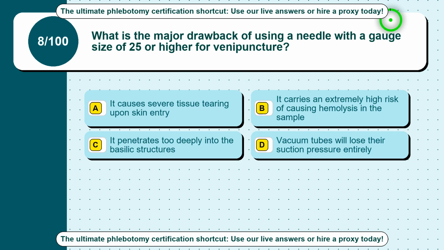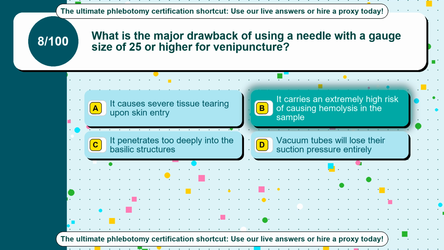Question 8. What is the major drawback of using a needle with a gauge size of 25 or higher for venipuncture? Option A, it causes severe tissue tearing upon skin entry. Option B, it carries an extremely high risk of causing hemolysis in the sample. Option C, it penetrates too deeply into the basilic structures. Option D, vacuum tubes will lose their suction pressure entirely. The correct answer is option B.